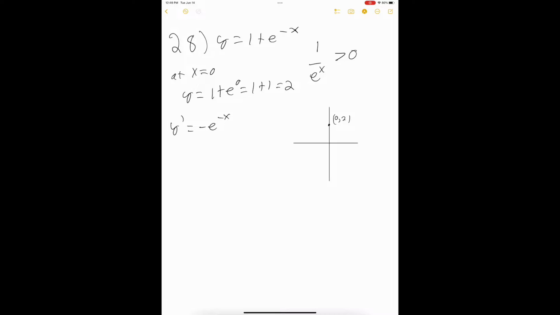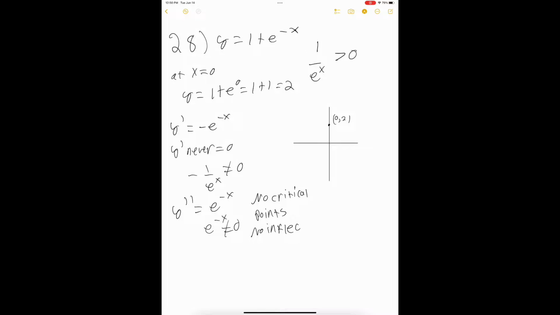If we take the derivative of this function, we get negative e to the negative x, right? Derivative of 1 is 0, derivative of e to the negative x is negative e to the negative x. But this is never equal to 0, right? Because this is just negative 1 over e to the x. We have no critical points, right? If we take the second derivative of the function, we're just going to get e to the negative x. And so once again, we have no inflection points either, because this is never equal to 0, right?